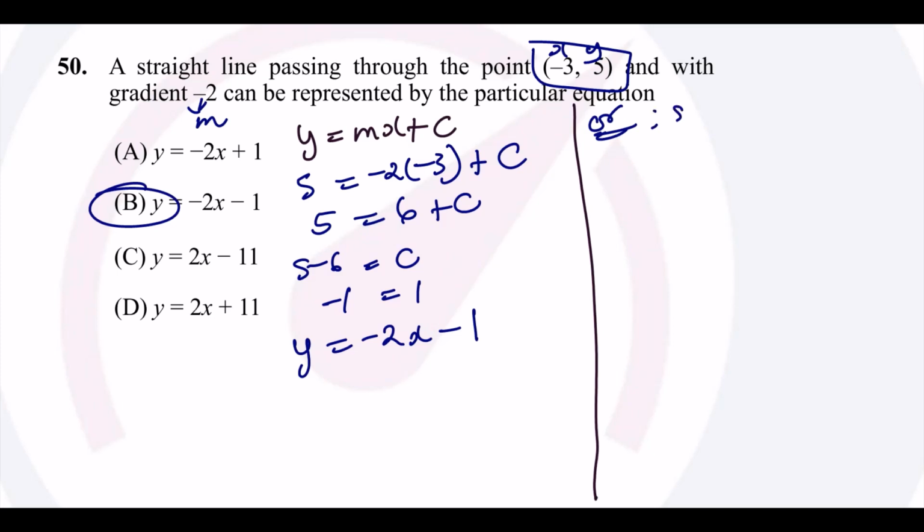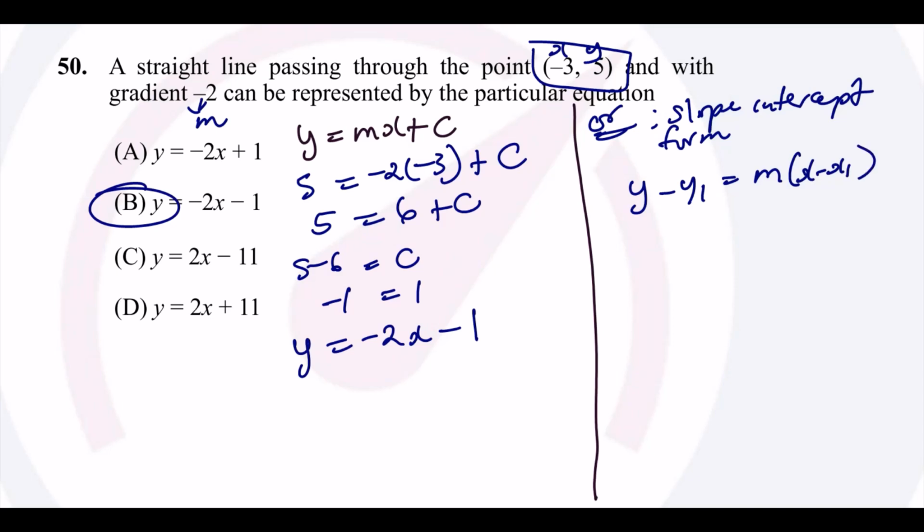Or we could use the point-slope form. No, I had a video on this already. So we have y minus y1 is equal to m times x minus x1. We go ahead and plug in. So we have y minus 5 is equal to the gradient, which is -2. This x and this y stay just x and y, they don't change. And our x1, now minus x1, is our negative 3.